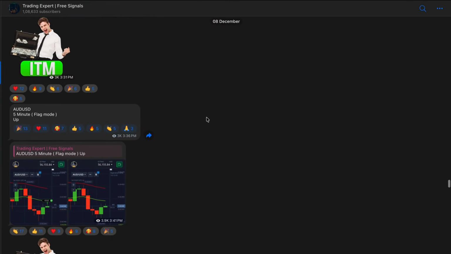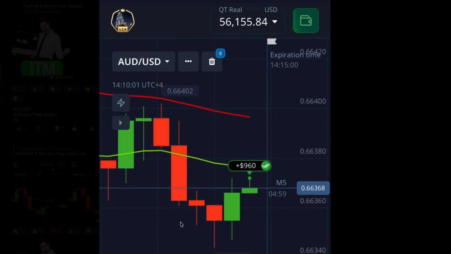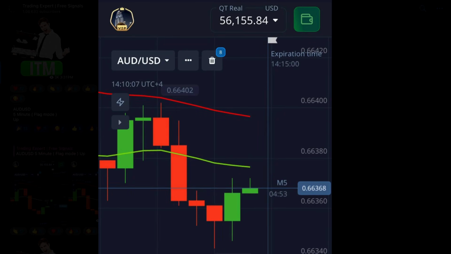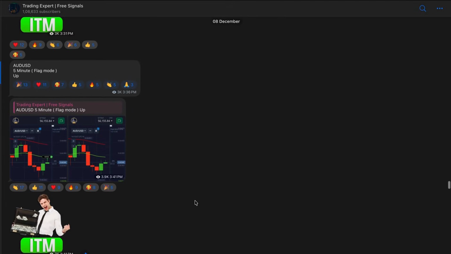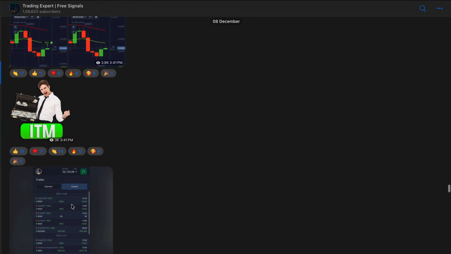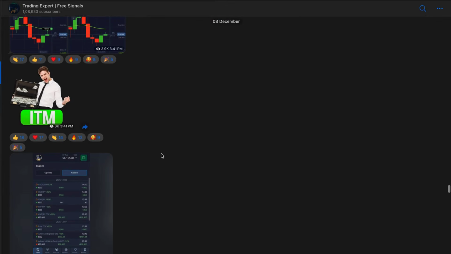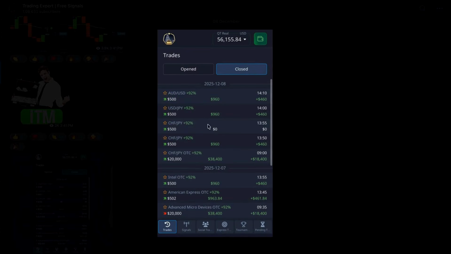The next signal was for RUSD 5 minutes up. Here this was a very good support level. The candles were retracing from the support level, so this was our trade for the call side. We took this trade for the call side, and we won this trade with a very good entry. That's all. 3 non-marginal wins.